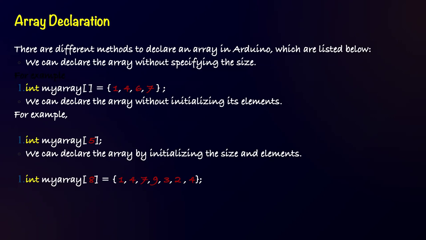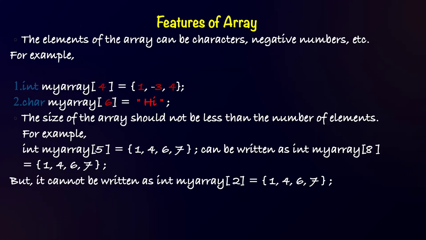So let us continue. Features of an array. If you're not getting this in depth, try to understand it when we'll be programming and coding in future, when we'll be using these arrays. So there is nothing to be scared of if you're not getting it, no problem. The elements of the array can be characters, negative numbers, etc. Anything it can be, they are just treated as elements. See, for int myArray[4], what are the characters that are present inside?